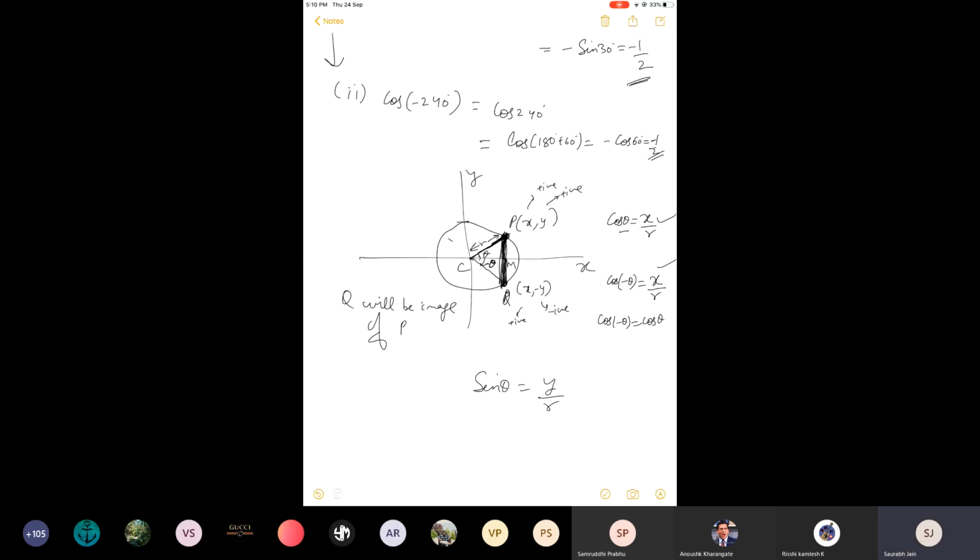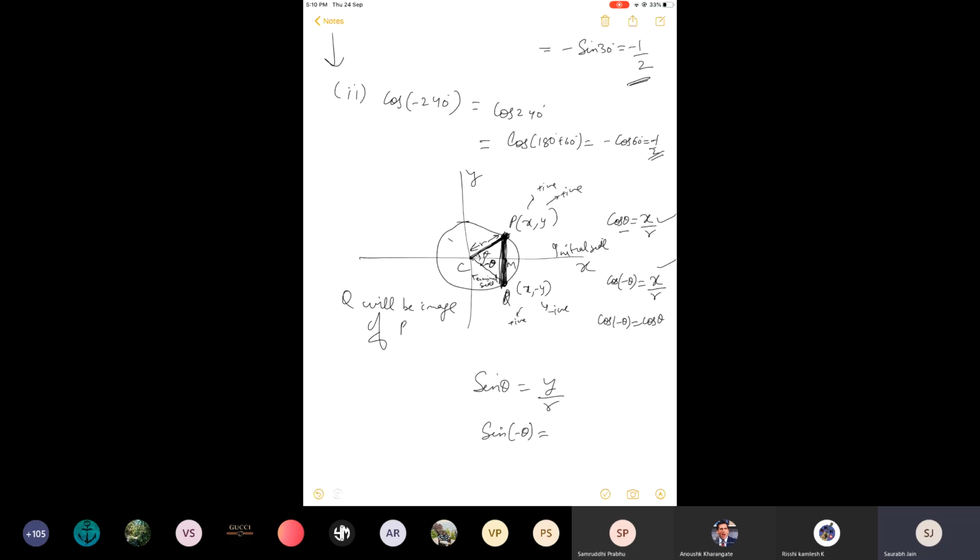Now I want to write sine of minus theta. See, when you are writing sine theta, for that you joined P to the center, so coordinates of P will be considered. Now in case of minus theta, how is minus theta formed? Minus theta is formed with the x-axis as initial side and terminal side as CQ. So coordinates of Q will be considered. I hope you are getting it. In angle theta, PC was the terminal side, so coordinates of P were considered.